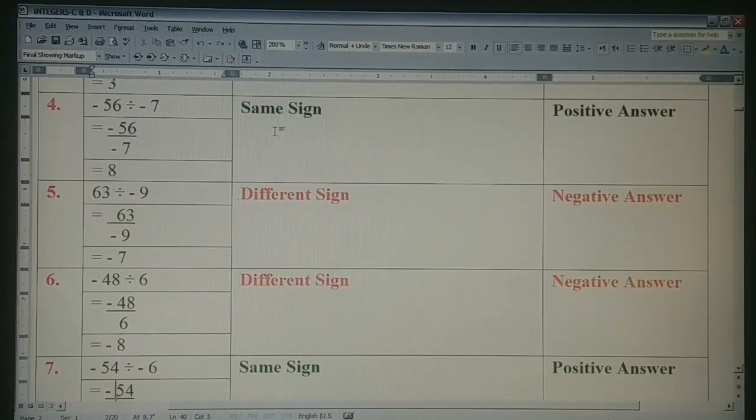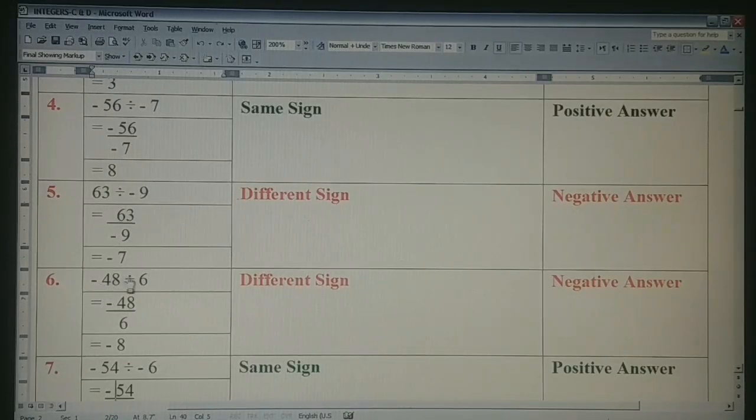The next question, fifth question. Go to the fifth question, that is 63 divided by minus 9. 63 is written in the numerator, minus 9 is written in the denominator. Numerator is positive, denominator is negative, that means they have different sign. Numerator and denominator having different sign, the answer will be a negative answer. Different sign, negative answer. Same sign, positive answer. Multiply rule and divide rule is the same.